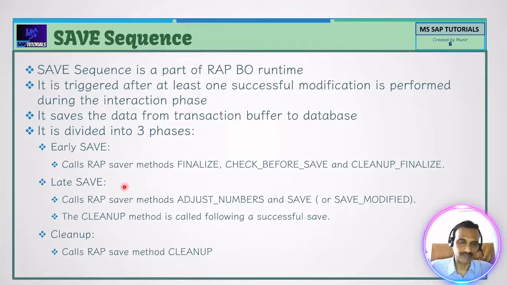And in the late save phase, if this is successful, it will call the adjust number if it is a late numbering method, and then it will save it. If it is early numbering method, adjust number is not needed. Okay, then save will be called, or save modified also if you are using unmanaged save. Okay, and then once this is saved, the actual cleanup will be called, and the final phase is the cleanup where all the transactional buffer will be cleared. So this is how the save sequence works.